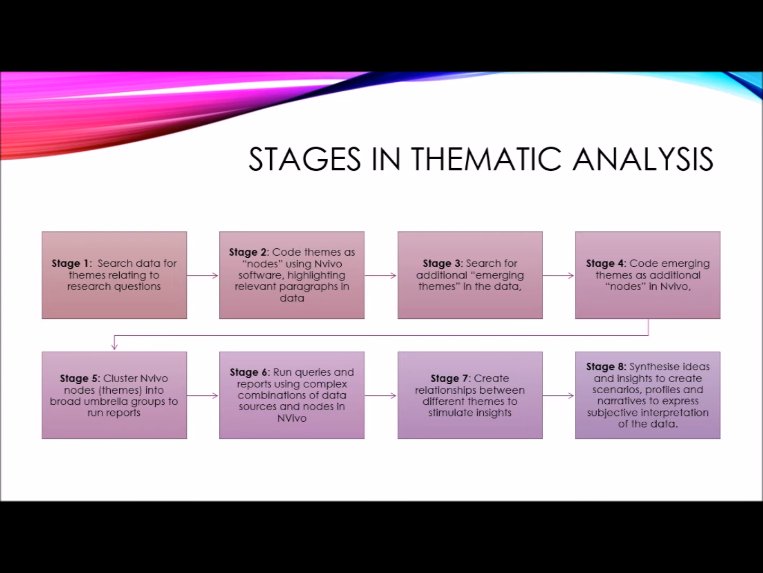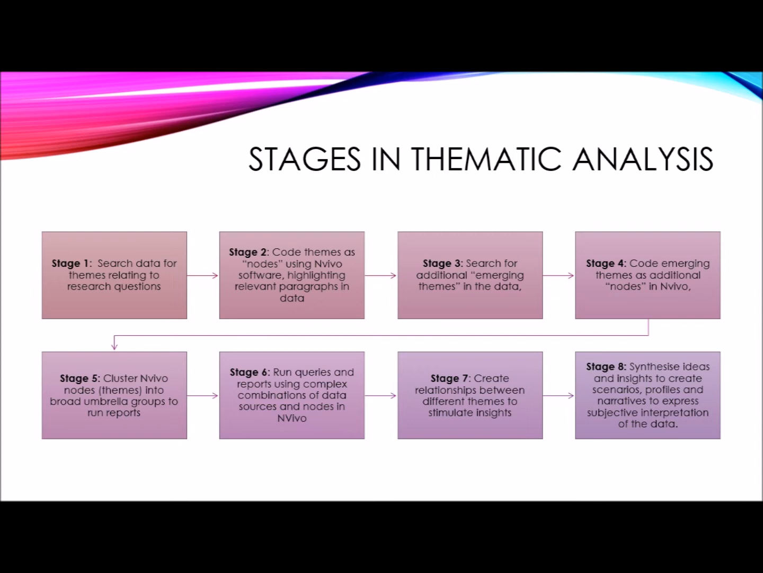In stage 4, we can code these emerging themes as additional nodes using NVivo, for example, highlighting relevant sentences and paragraphs. In stage 5, we can cluster the themes into broad umbrella groups so we can run queries and reports easily. Stage 6, we can use software to run queries and reports with a complex range of combinations of data sources and highlighted themes to identify patterns using our own professional experience and awareness to make relevant interpretations.